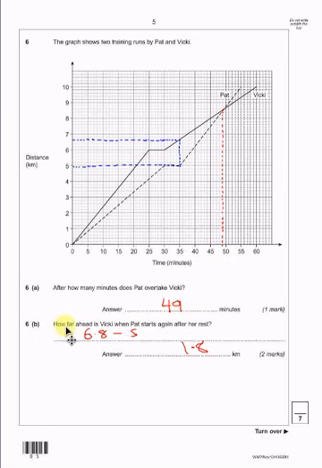How far ahead is she when Pat starts again after a rest? Well, Pat's rest was here. So she would have started again round about here. So at this point, Pat was 5 kilometers away. Vicky was 6.8 kilometers away, which means the gap between them on the graph would be how far away they are from each other, which means 6.8 minus 5 is going to be equal to 1.8.